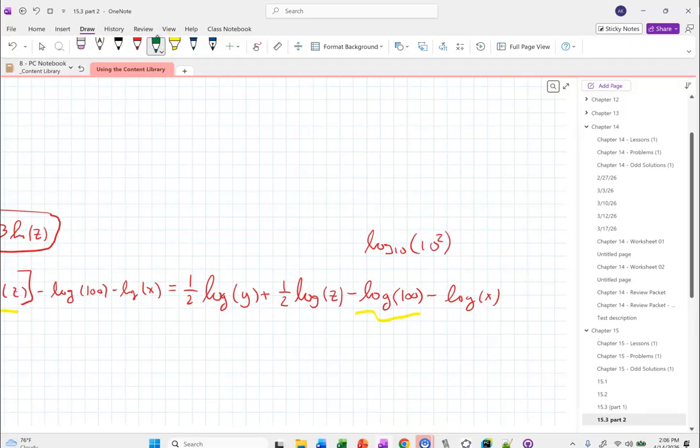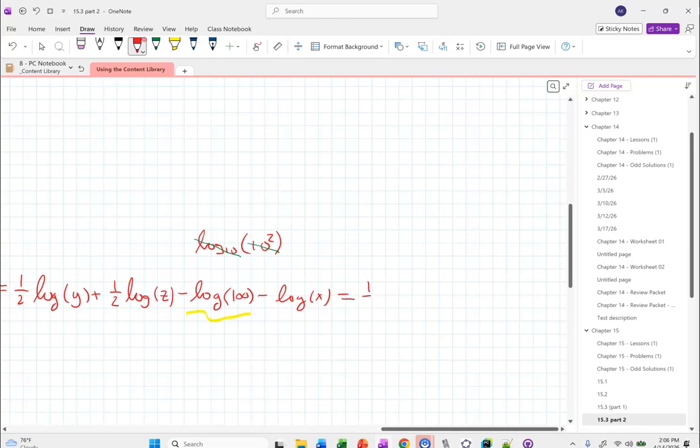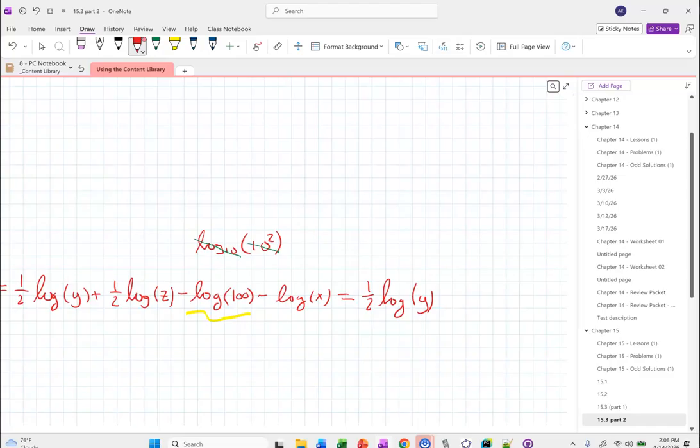And what do you guys remember about the relationship between log base and exponent base? Inverse. So that piece just turns into a 2. Right? The only piece left there that isn't crossed out is the 2.